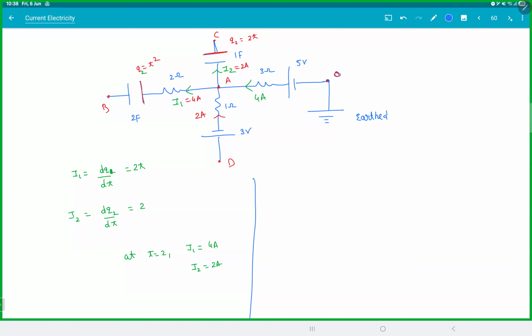Look at this. I'll go from O to A. I'll start from O, which is 0 here. So I'll start from A, which is VA. I'm going opposite to the 3 ohms, so that will be plus 4 into 3. Then there's a minus 5 volt battery and I reach 0. So VA will be 12 minus 5. How much is that? 7 volts.